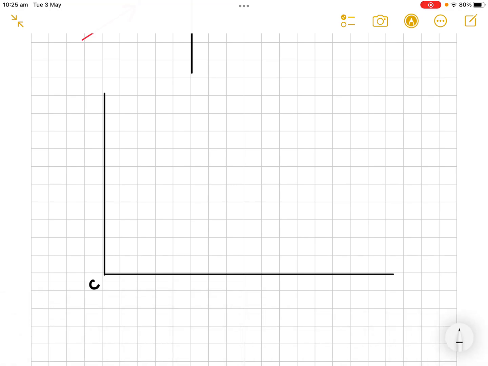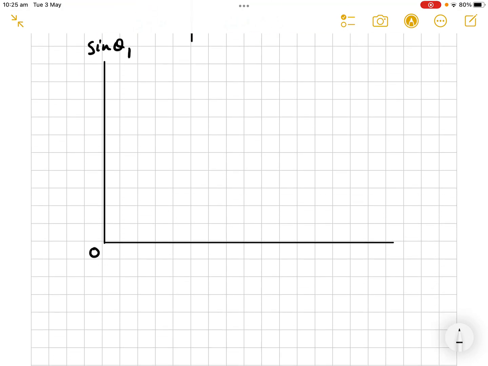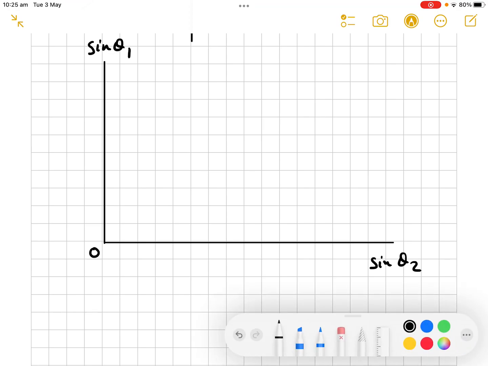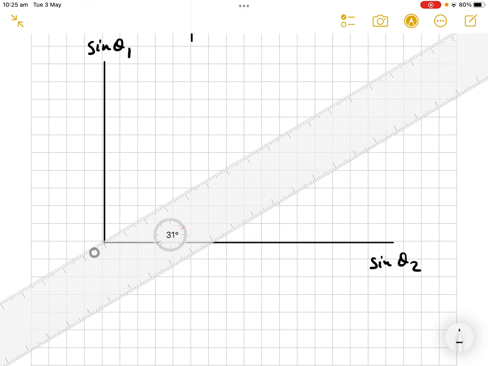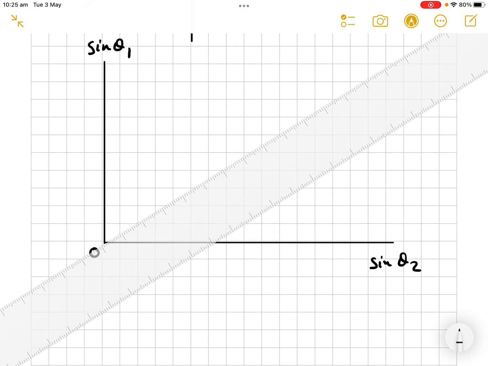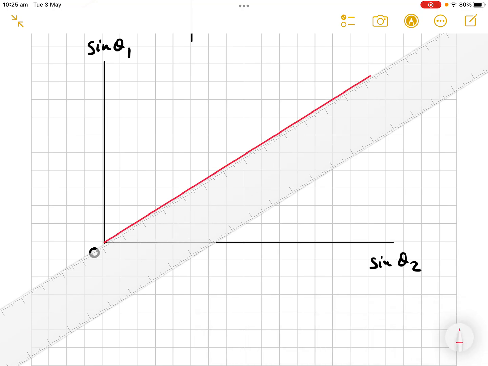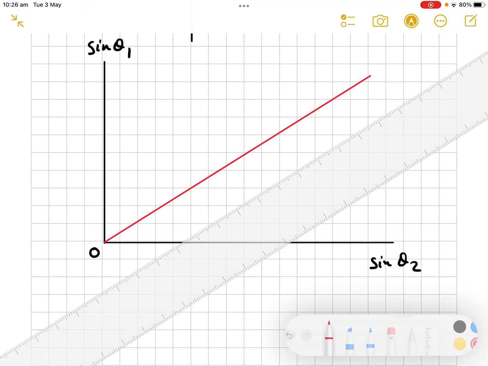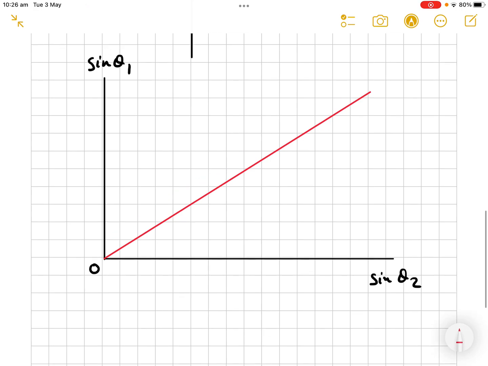So let's imagine then we've got our origin there. We've got the sine of theta 1 here. Theta 1, remember, is the angle of incidence. And if we plot the sine of theta 2 there, well, when we plot that, we get a nice direct proportion relationship, which is the kind of relationship we like working with. It's basically a straight line, and mathematically it's easier to work with straight lines than curves. So that's how theta 1 and theta 2 are related.